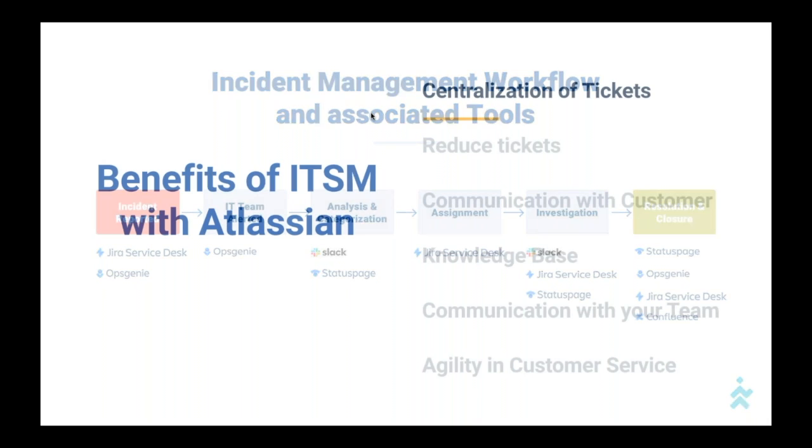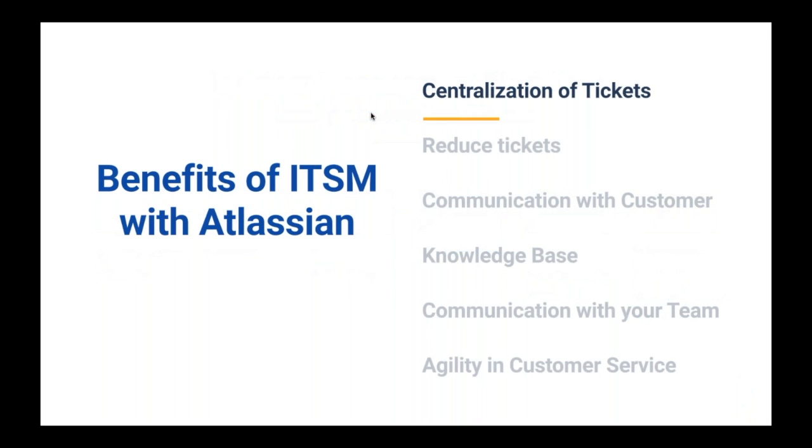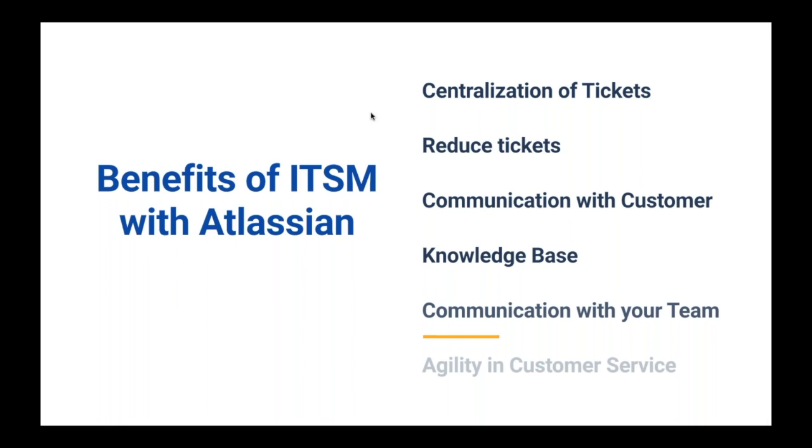Basically, these are the benefits of ITSM with Atlassian right now. How we can organize the tickets, how we can reduce the tickets, because we have Status Page showing the information for your company. We are working together with your customers. We have better communication. We have a knowledge base. We have communication with your team because we have Slack connecting with the team, with notifications being sent to the Slack rooms, and agility in customer service. We are working with an agile approach right now.